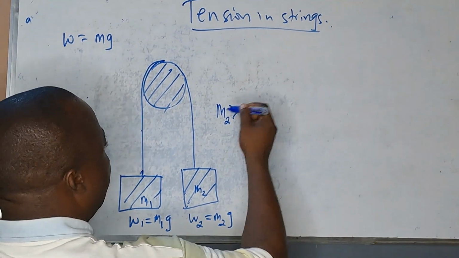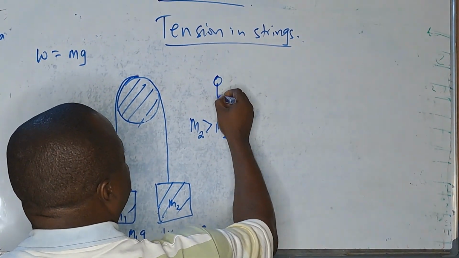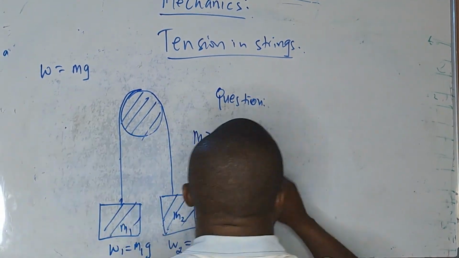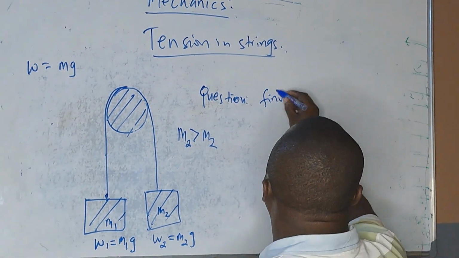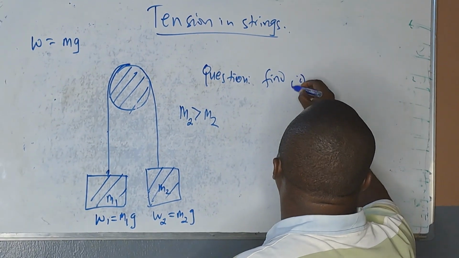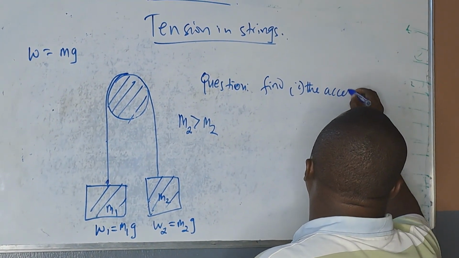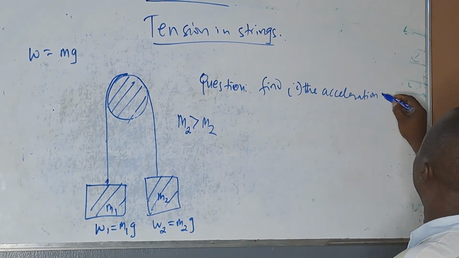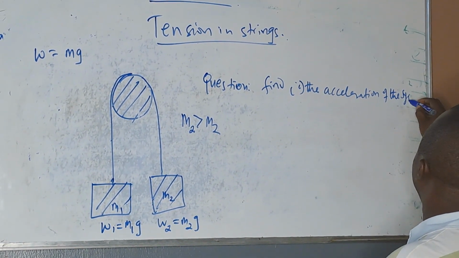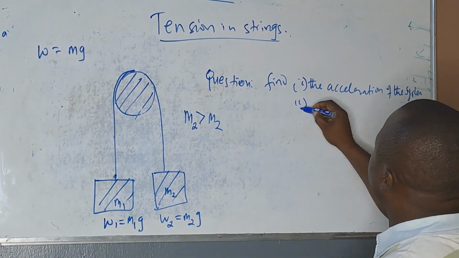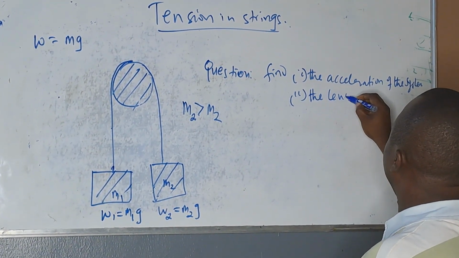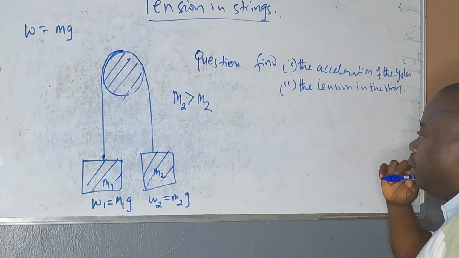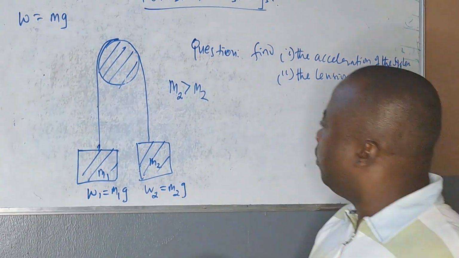So how can we find the question? Find, one, the acceleration of the system, and two, the tension in the string. I'll be very brief.